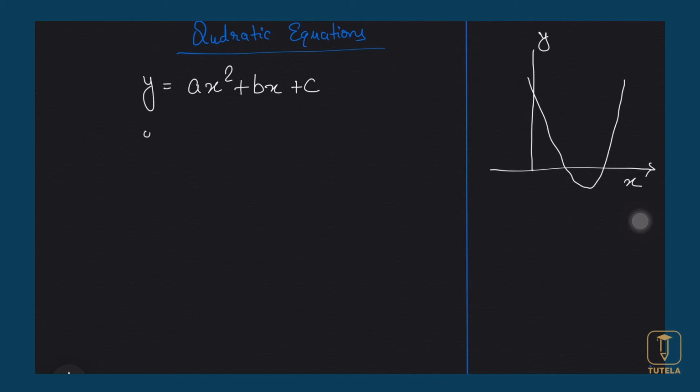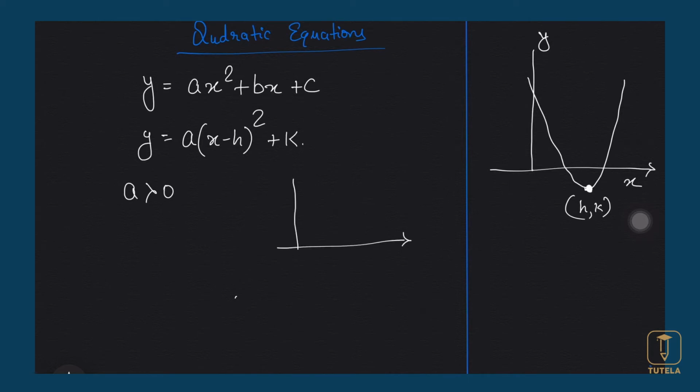You must have also seen y equals a constant times x minus h whole square plus k. This is the vertex form, where h comma k are the x and y coordinates respectively of the vertex. As I stated earlier, the shape is given by the coefficient of the highest degree term, the coefficient of x square. Whenever a is greater than 0, we will have a parabola that concaves upward, and if a is less than 0, the parabola will concave downward.